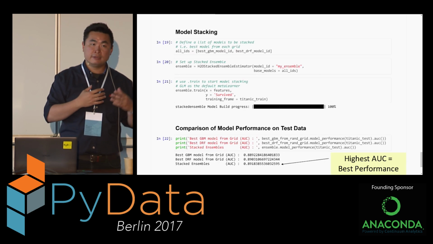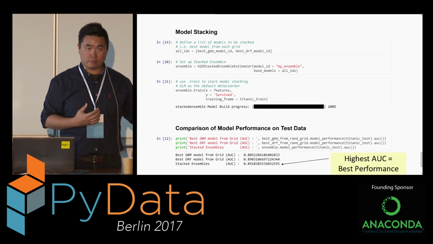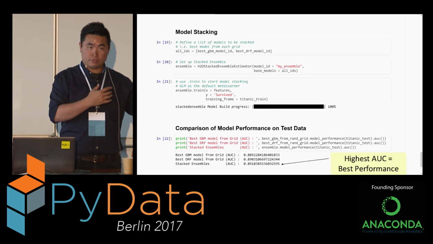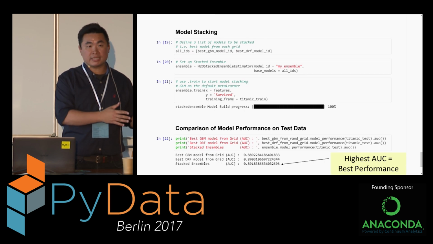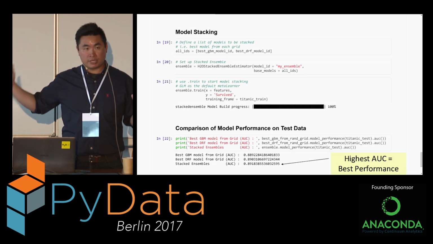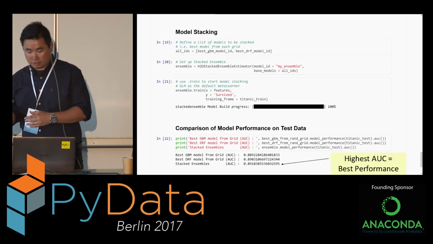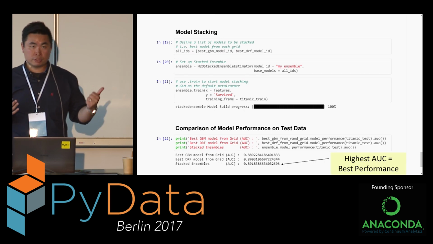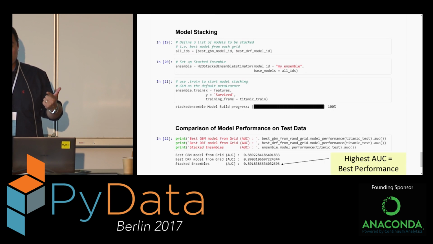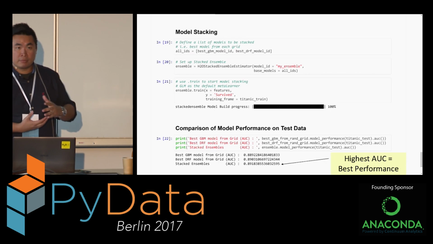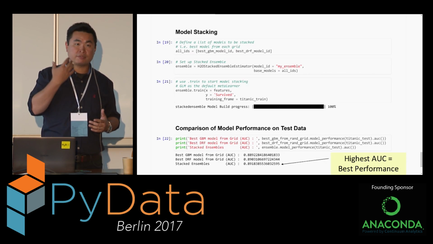I want to train a GBM model, or gradient boosting model, on the Titanic dataset, and I want to train a random forest again on that same dataset using random grid search. So now I have 2 good models, one good GBM and one good random forest model. I want to combine them, but this time I want to create a model for classification.